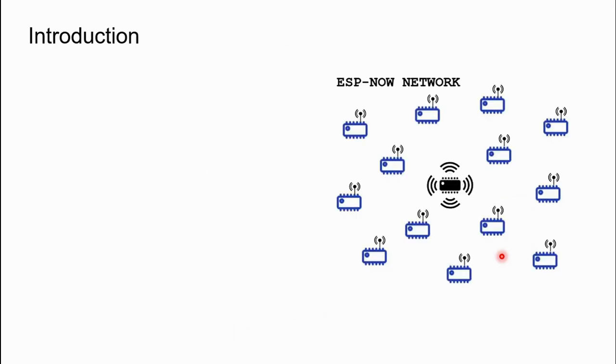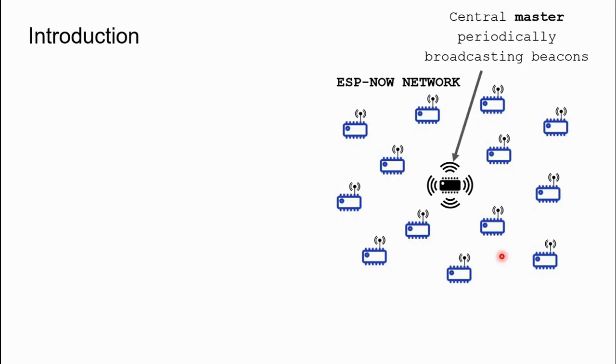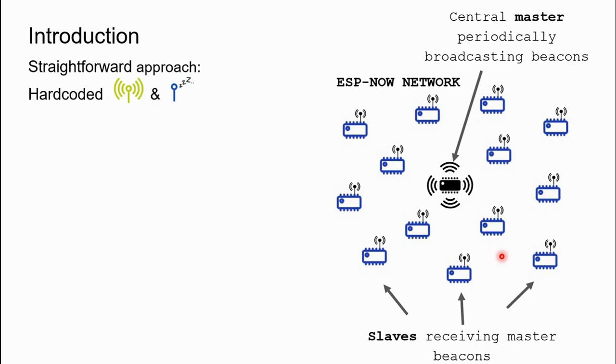So say we have a one-to-many network of IoT devices, and in the middle, we have our master that periodically broadcasts beacons. For example, it might be sending out one beacon every 5 seconds. And these blue devices are slave devices who receive the master beacons. The most straightforward way to design the system is to simply hard-code the radio on times and radio off times for the devices. However, IoT devices suffer from high clock drifts, and to accommodate these clock drifts, the hard-coded radio on time should be really high, and that's not really efficient if we're talking energy-wise.